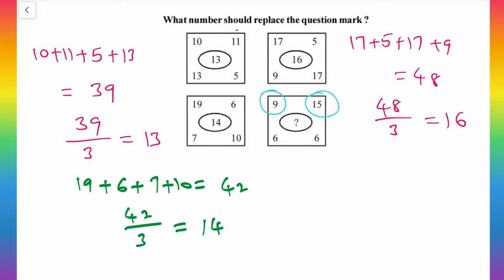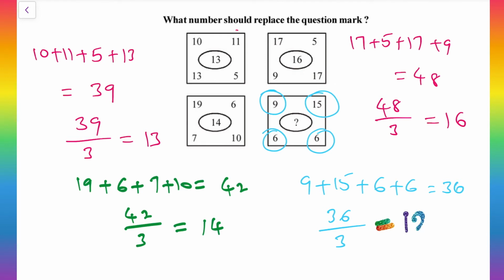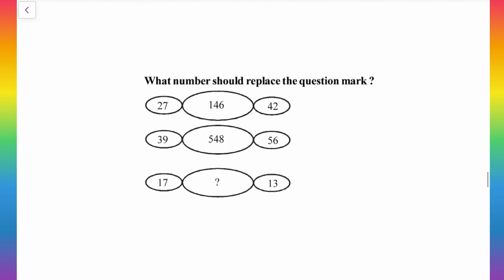Add first all the outer numbers, that is 9 plus 15 plus 6 plus 6. 9 plus 15 is 24, 12, 36. So this answer is 36. Now every time we divided by 3. So here also 36 we need to divide by 3. 36 divided by 3 is nothing but 12. So the missing number or the question mark is 12. Okay, then let's move to next question.